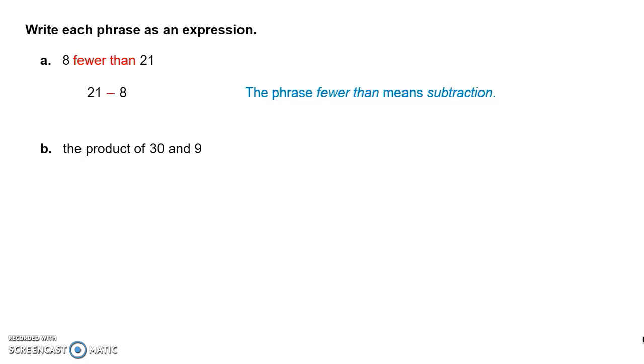Part B. The product of 30 and 9. The key words in this phrase are product of. The phrase product of means multiplication. So an expression that represents this phrase is 30 times 9. Remember, there are different representations for multiplication, so you can use the multiplication symbol or the multiplication dot.